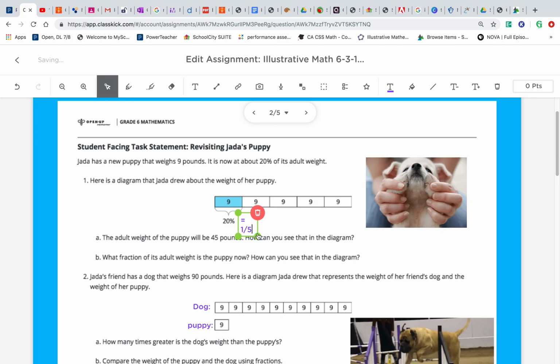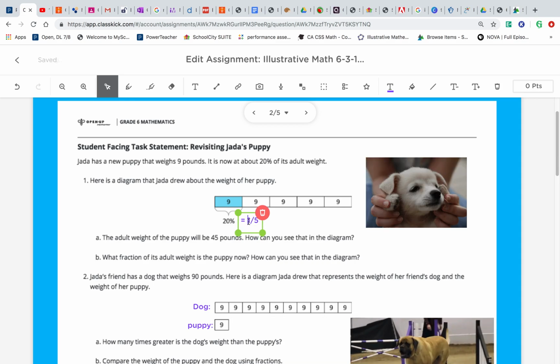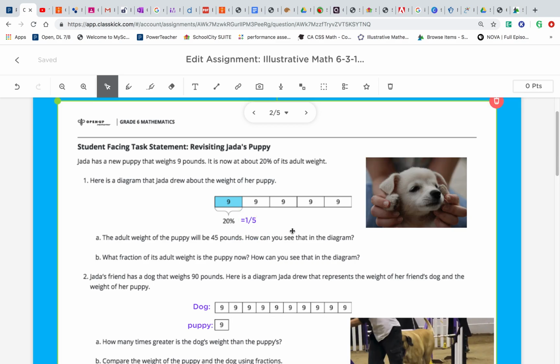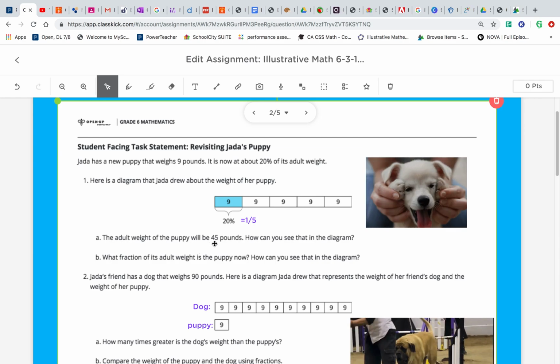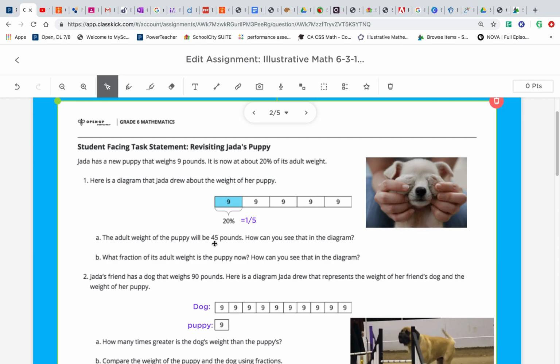That is something good to be aware of, so we have that in mind. Let's get into some of the questions here. It says the adult weight of the puppy will be 45 pounds. We actually figured that out yesterday, but how can we see that in the diagram? Well, let's look at the diagram here.